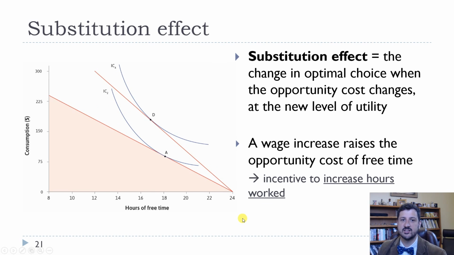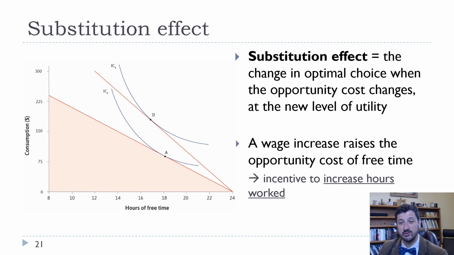The other effect is the substitution effect. The substitution effect is the change in optimal choice because of the higher opportunity cost. That is going to tend to increase the amount of hours worked, because that higher opportunity cost says, oh, I really shouldn't be sitting on the couch. I should really be working and earning more money. In both cases, you get higher income, but the substitution effect means you work more, you have fewer hours of free time, instead of working less.